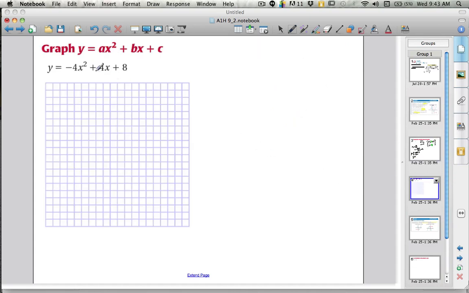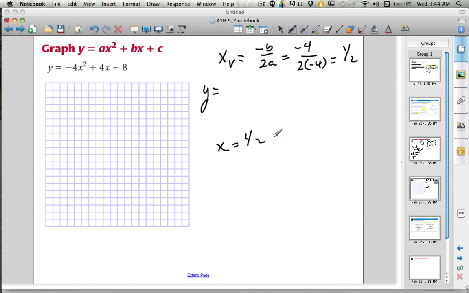Okay, if we want to graph, we're going to again locate first the vertex. My x-coordinate of the vertex will be the opposite of b over 2 times a. So b is 4, so the opposite of 4 over 2 times a, which is -4, 2 times -4. So that's going to be -4 over -8, which is 1/2. Once I know that this is 1/2, I'm going to plug it in to find the y-coordinate of the vertex. But right now, I know that x equals 1/2 is my axis of symmetry, right?